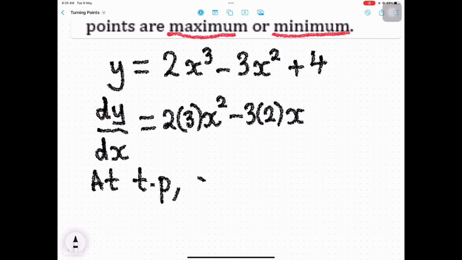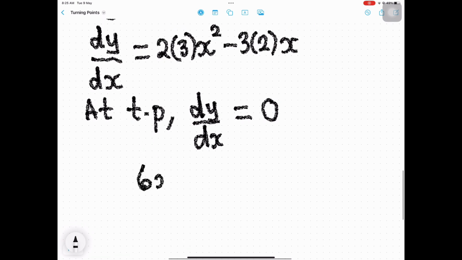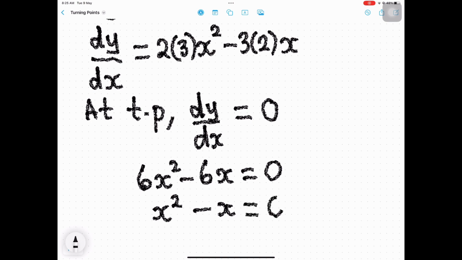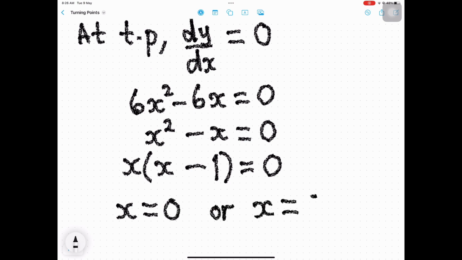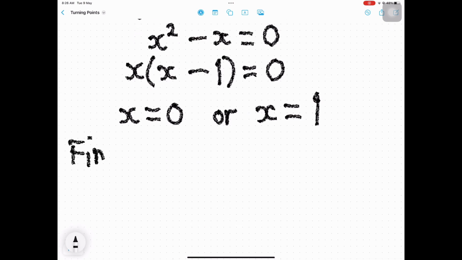At turning points, dy by dx equals 0. So you open the bracket and you get 6x squared minus 6x equals 0. Divide the whole thing by 6, so the 6 is not there anymore. Now you factorize and you get x bracket x minus 1, so you get 2 points: x equals 0 and x equals 1.